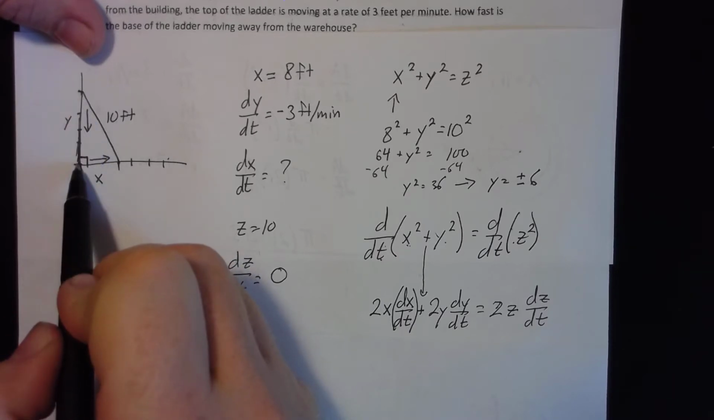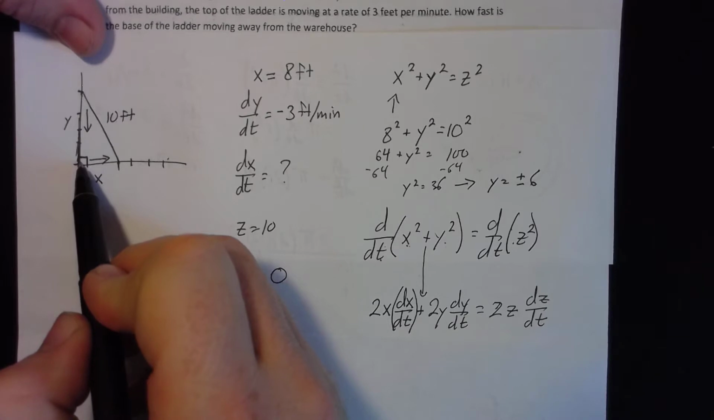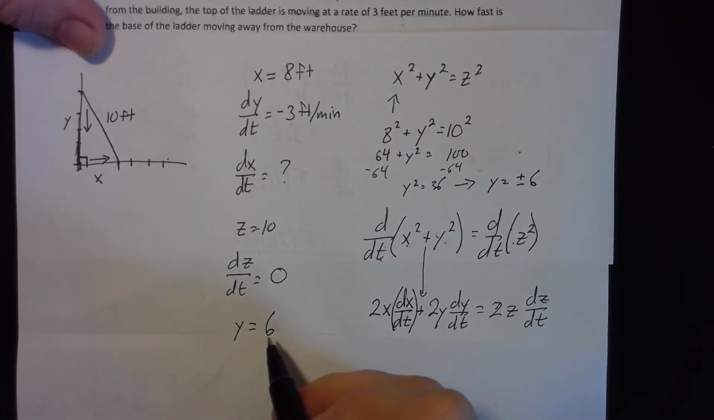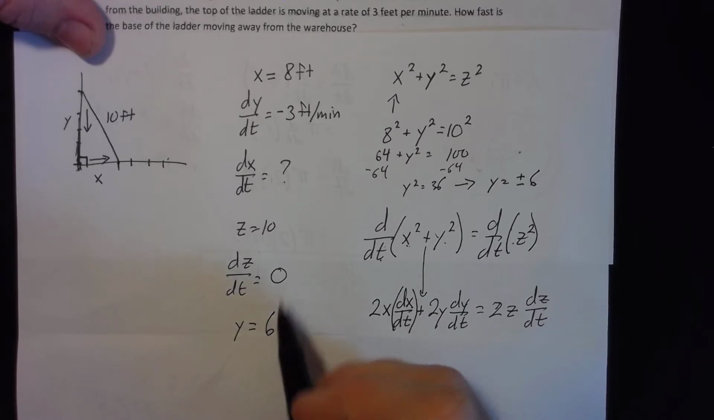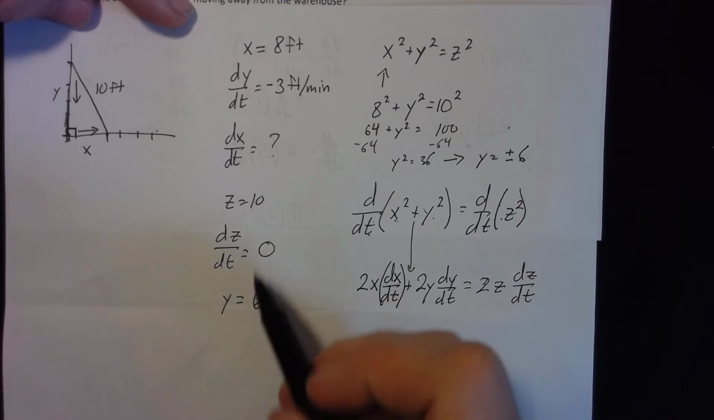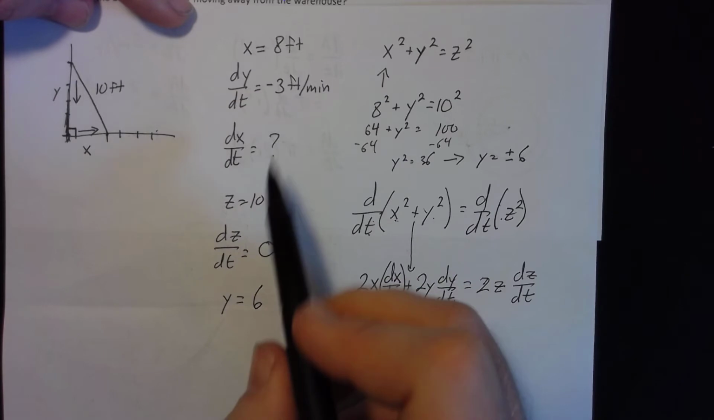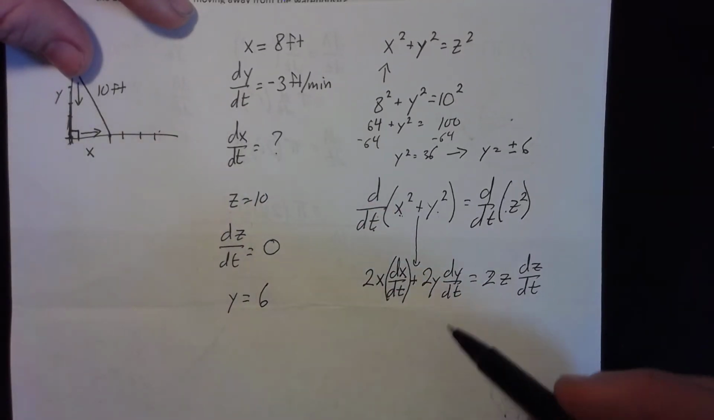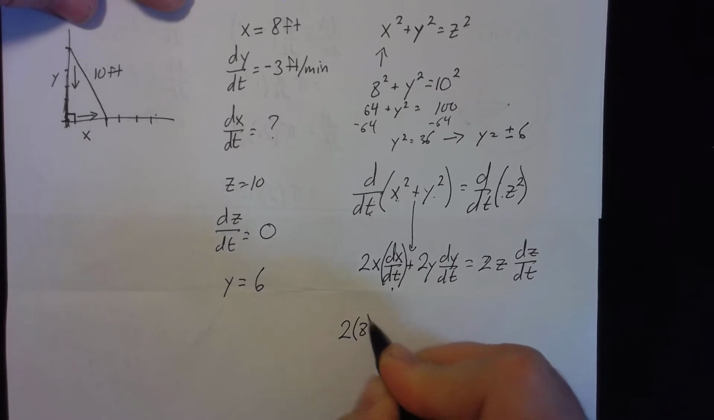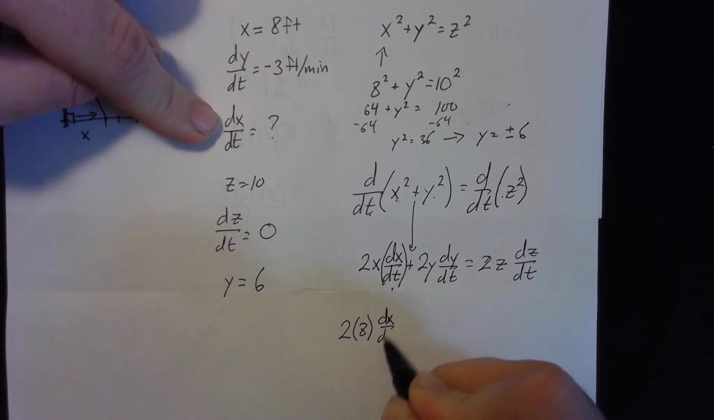But in this particular problem, y, this length, is a positive value. The length is positive. dy dt, the rate at which this length is changing, is negative. So y will start at its maximum value of 6, and it will decrease, eventually to a minimum value of 0. But now that I have what this is at the time when x is 8, z is 10, and dy dt is negative 3 feet per minute, I can plug all this information in and solve for dx dt. I'm going to replace x with my 8.